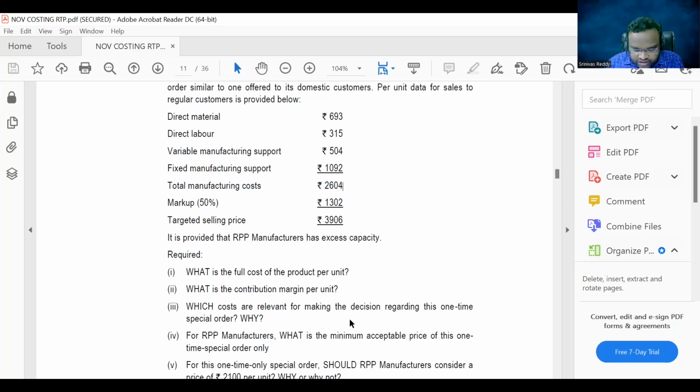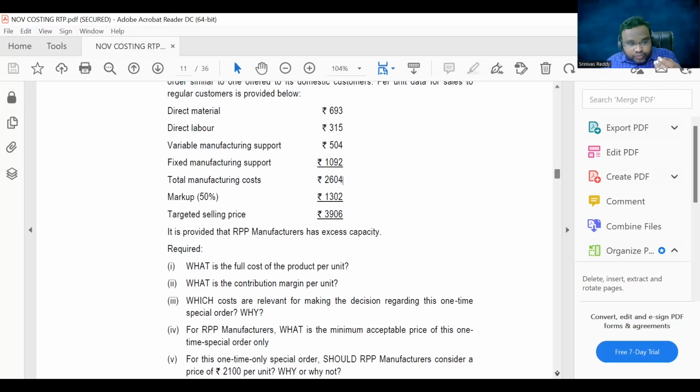For RPP manufacturers, what is the minimum acceptable price of this one-time special order? Any amount more than 1512 is acceptable in the short term, because even a rupee more is a gain, since I have excess capacity. I'm not selling in the domestic market, so domestic market prices will not be affected. There is one such question in our material also. If you wish, you can go and see it. If you remember, I would have discussed that question.